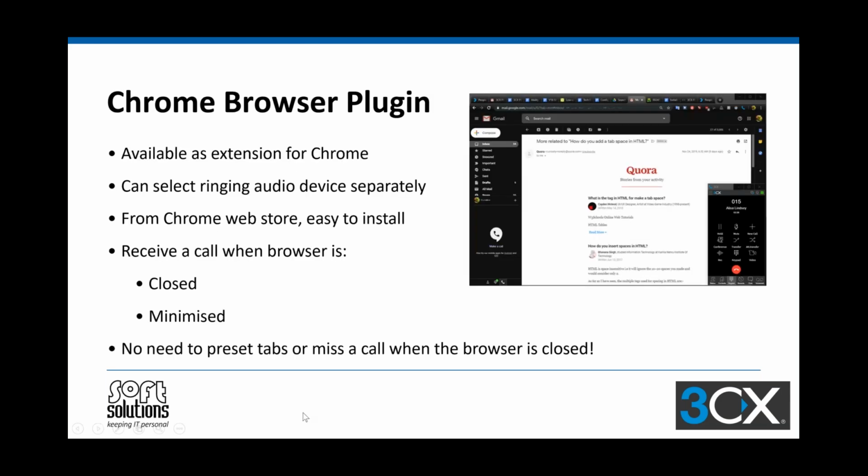The Chrome browser plugin is actually really cool. It's available via the Chrome App Store. What's really nice about it is you can designate different audio devices from within as well. So you could have an external speaker set to ringing so you can hear a call, but maybe use a headset for the call itself. You can get granular with how it's set up, which is really cool.